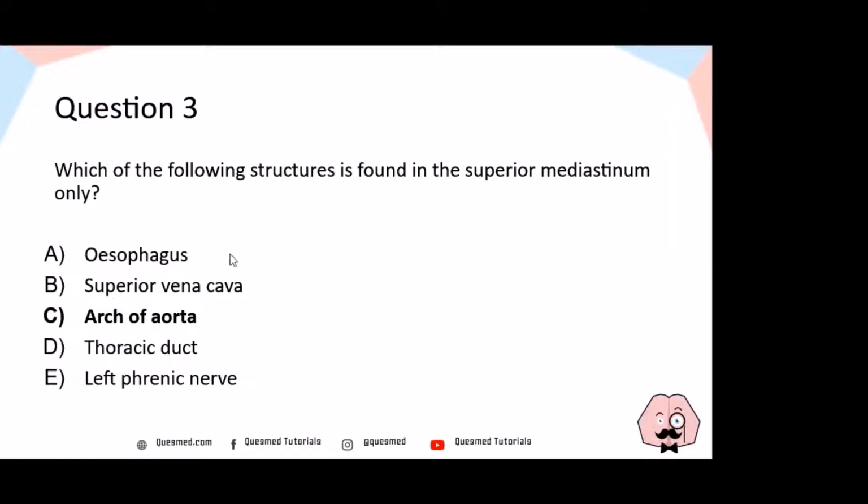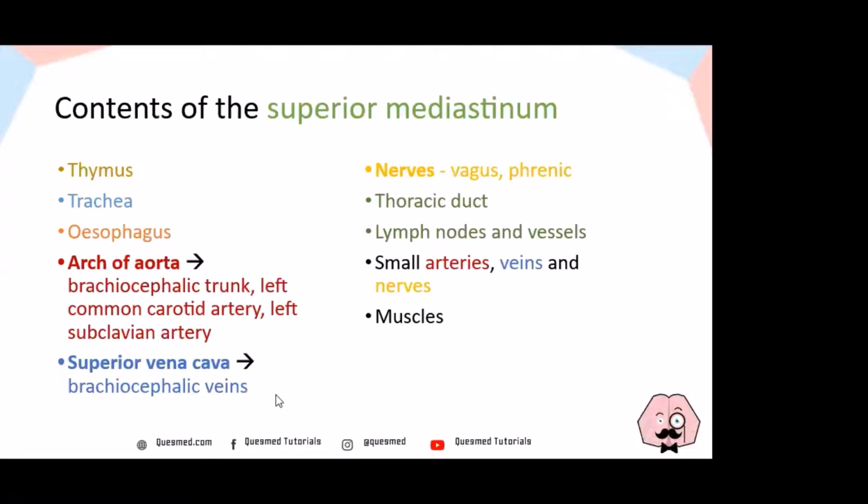The esophagus is partially in the superior mediastinum, and part of it is in the posterior inferior mediastinum. The superior vena cava is a good thought, but part of the superior vena cava is also in the middle inferior mediastinum, which is why that's not correct. The thoracic duct does pass through the superior mediastinum, but it also goes through the posterior inferior bit, and the phrenic nerve also goes into the, I think it's the posterior, but I'll check that later, inferior mediastinum.